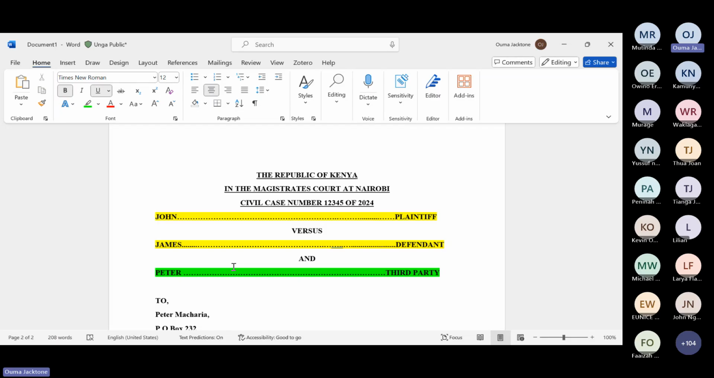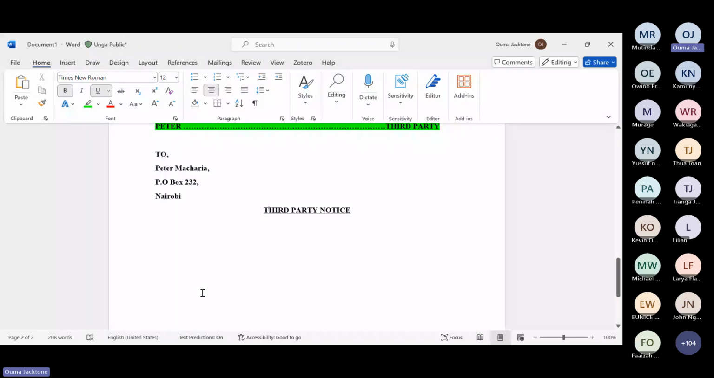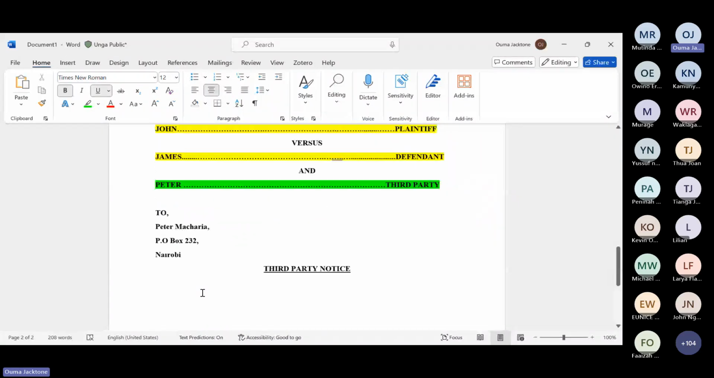So remember that there are two suits here. There's John versus James, and then there's a third party proceeding between James and Peter. They're all running concurrently, and one doesn't affect the other. And remember, Peter will only pay James if John is successful. If John is not successful, then the third party proceedings also are going to fail, because the third party proceeding depends on the main suit. And then you issue the third party notice, and the party will enter appearance, and then there'll be hearing, and everyone will file their case. And then the court will determine whether the third party is liable.